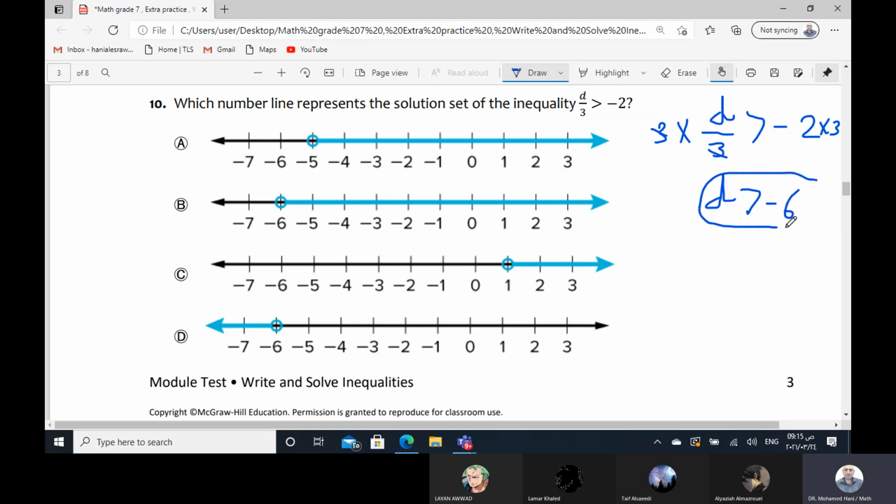So d greater than minus 6 means represent minus 6. Use an unshaded circle because we don't have equal here. Then d greater than means the arrow or the direction is to the positive side. So we can choose number B. Mister, any question here? Why do we not change the sign? We don't change the sign because here we multiply by a positive number, not a negative number. Okay, thank you. We can change the sign just when we multiply or divide by a negative number. Okay, welcome, Lamar.